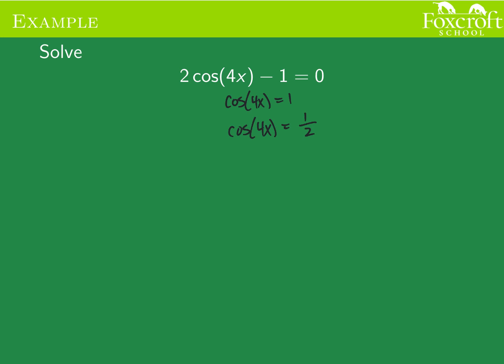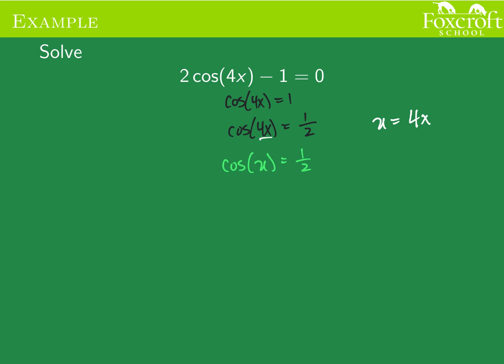And there's one wrinkle in this one that wasn't in the last one. This 4x. I'm going to make the problem easier at first by replacing this 4x with just a single letter. So I'm going to change this equation into cosine of u is 1/2.